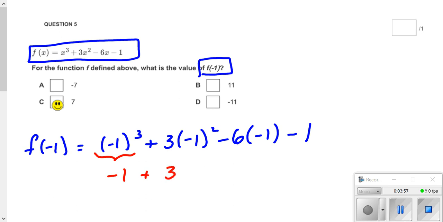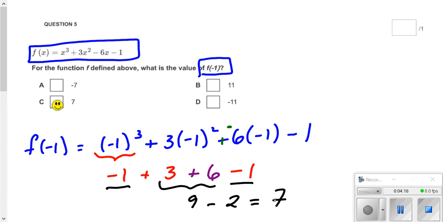Here's the one that I would personally trip up on if I made a mistake on this. -6 times -1 is +6. And then the last piece has always been there, subtract 1. So if you look at the positives, we have 9, and then we have -1 and -1, so that's -2, for a total of 7. I would guess that there are just some sign issues there. I think you know how to do that.